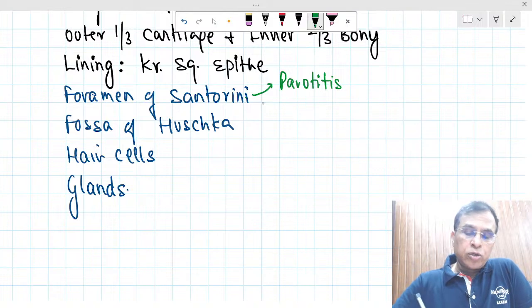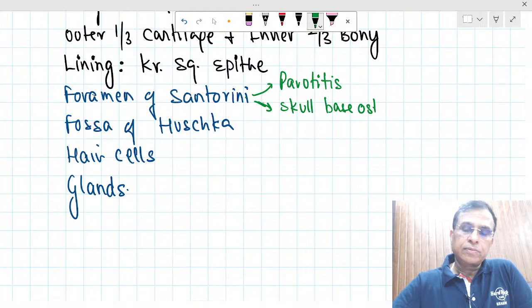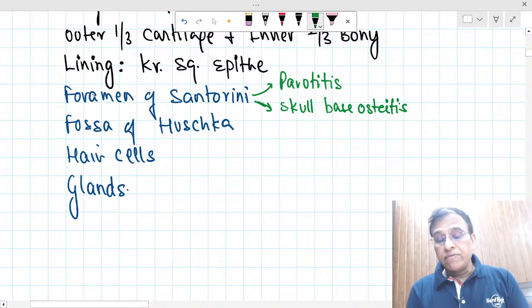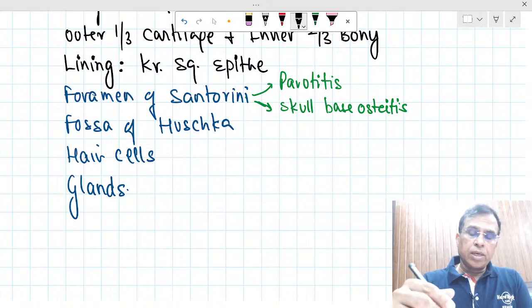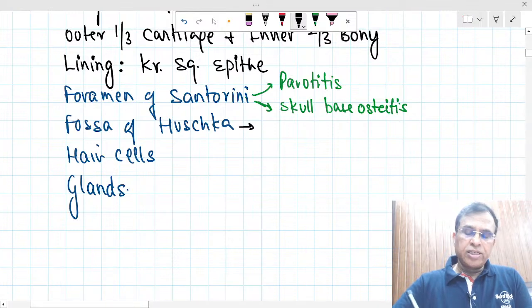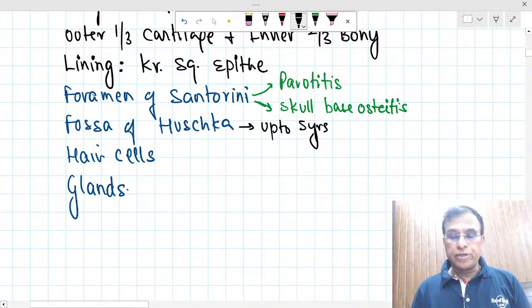The second thing it can do, otitis externa, because of foramen of Santorini, skull base osteitis. And this can sometimes be dangerous because skull base is a very critical area, right? So this is why foramen of Santorini is important. About fossa fusca, just remember that fossa fusca is present only up to 5 years of age. At around 5 years of age, the fossa fusca disappears.